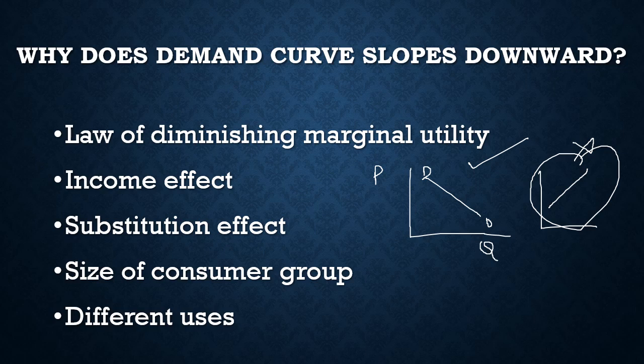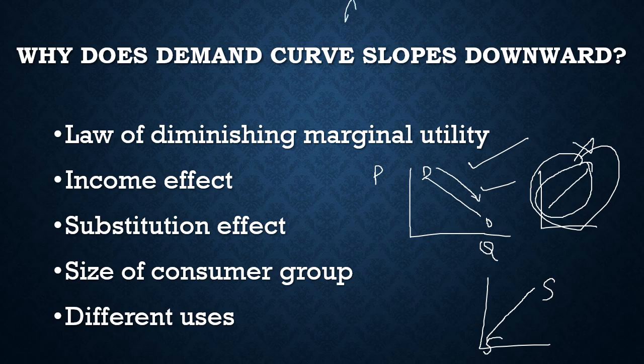In the further chapters, you will see that this is the shape of supply curve. This positively straight line. It will start from the origin. This will be the shape of supply curve. But we are talking about the demand curve. So demand curve is sloping downward. What is the reason? Why?